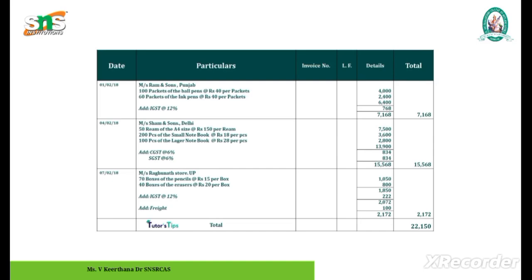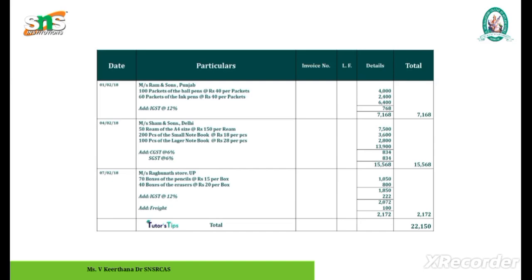Third column is invoice number. Invoice is the statement prepared by the seller of goods. It contains details about the goods, its price, and other expenses incurred. The invoice number is entered in this column. And then the LF is ledger folio. As we know, the page number of the ledger appears in this column.